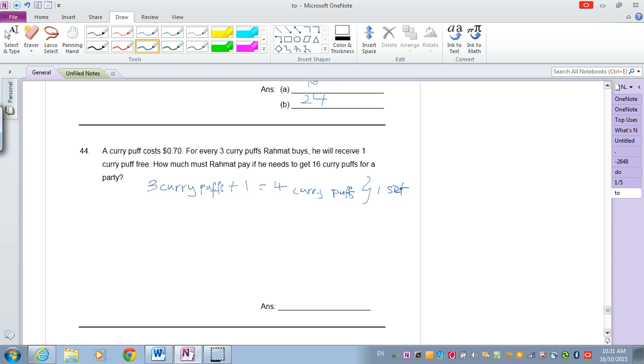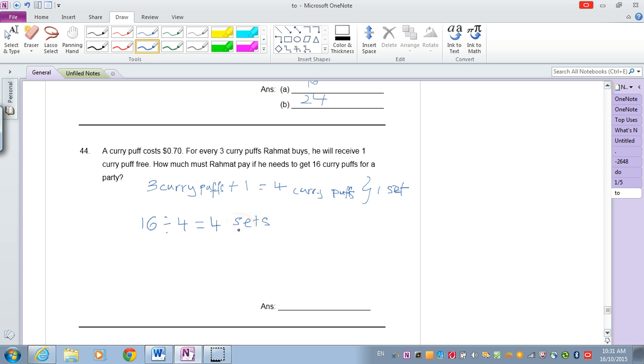Now if you need 16 curry puff, how many sets do you have? Okay, so 16 divided by 4, you will get 4. Alright, you can do your vertical working, or you know that 4 times 4 gives you 16. So he will actually need 4 sets. He needs to buy 4 sets.